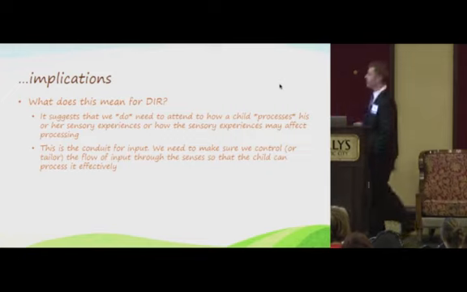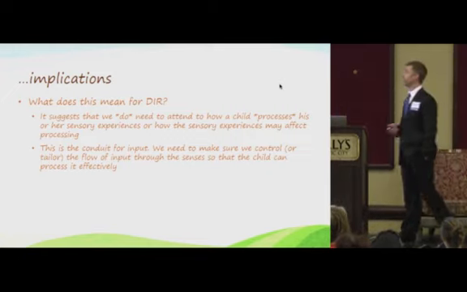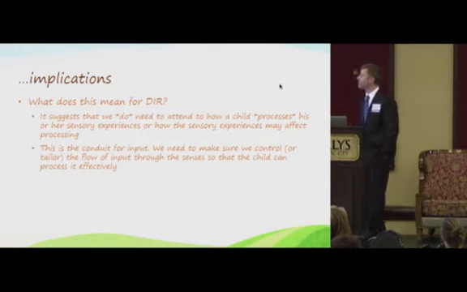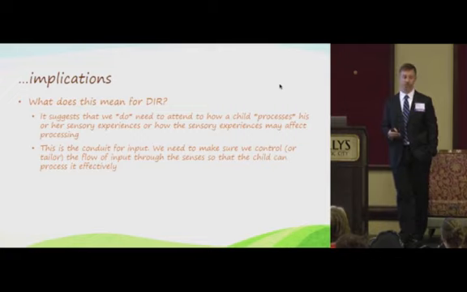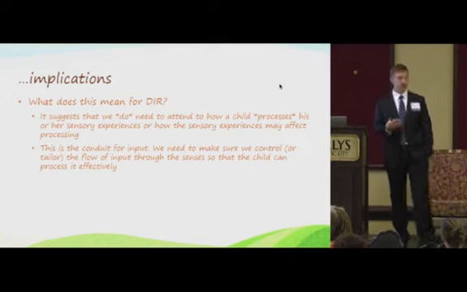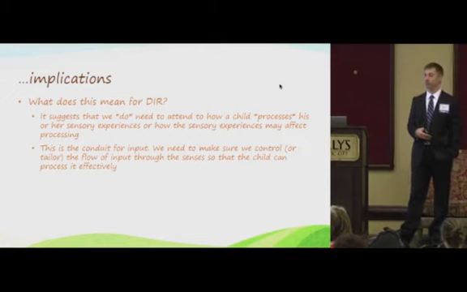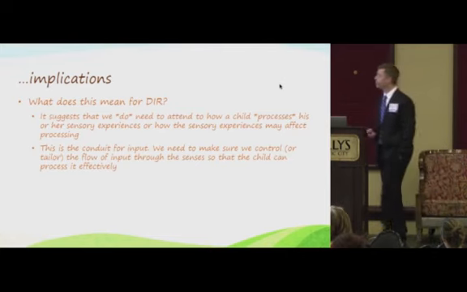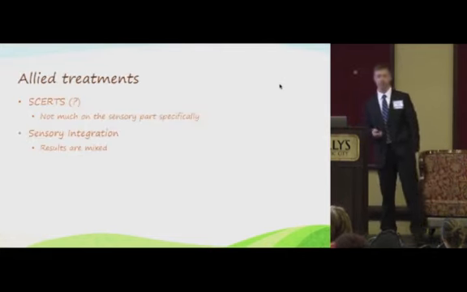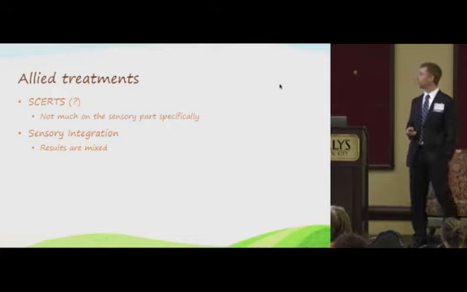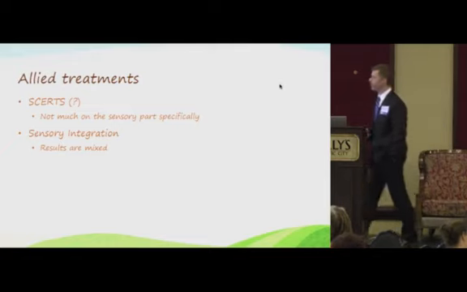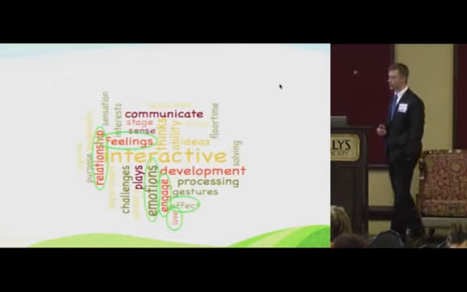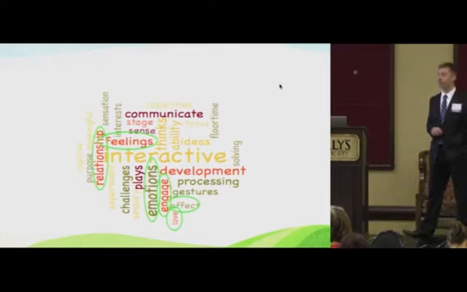Okay, so implications for DIR, what does this mean? Well, it suggests that we do need to attend to how the child processes his or her sensory information, and we have to keep in mind that this is the conduit for input. So we have to adjust the input that's coming in to account for these differences, okay? We need to slow it down, give them more time to process what's coming in, okay? Allied treatments, maybe certs to some extent. Sensory integration, maybe, although the results on sensory integration therapy are rather mixed. So more work needs to be done on this sensory piece.